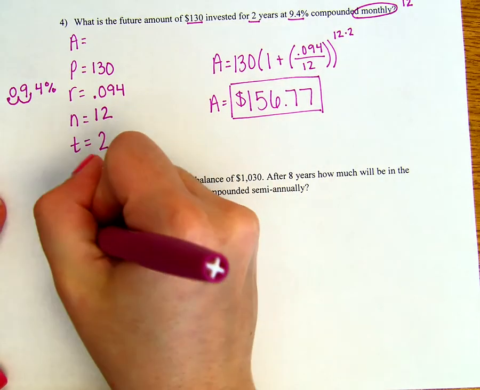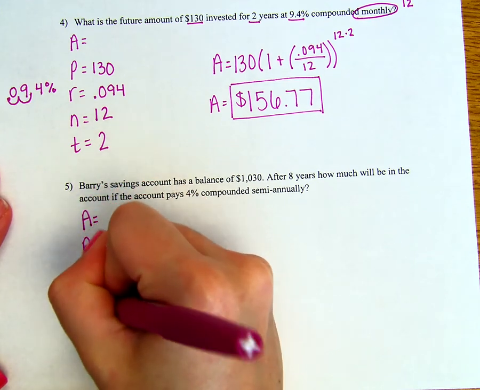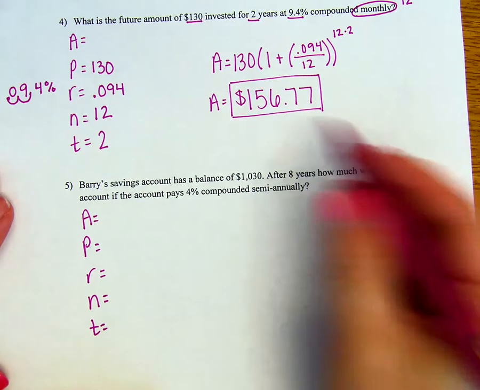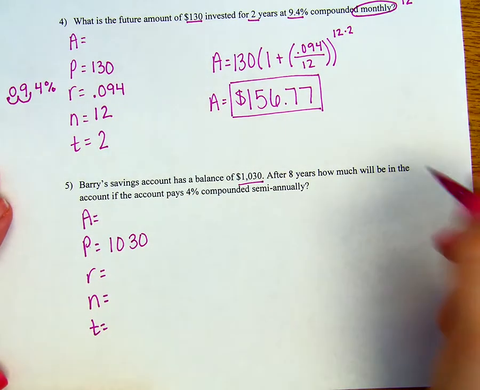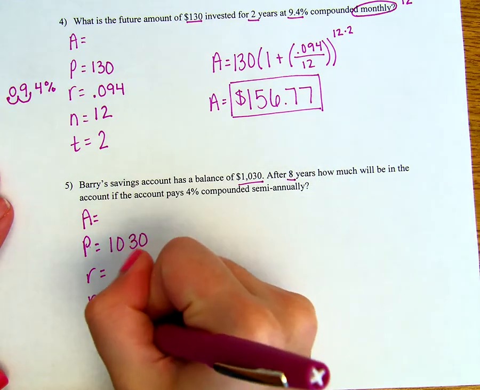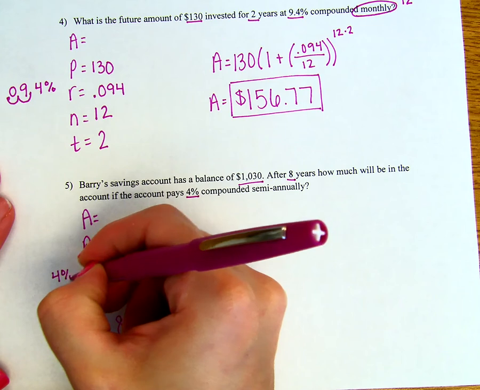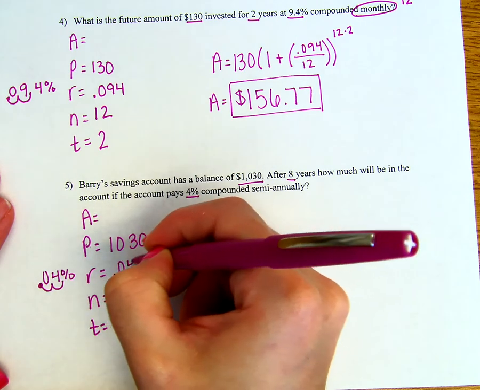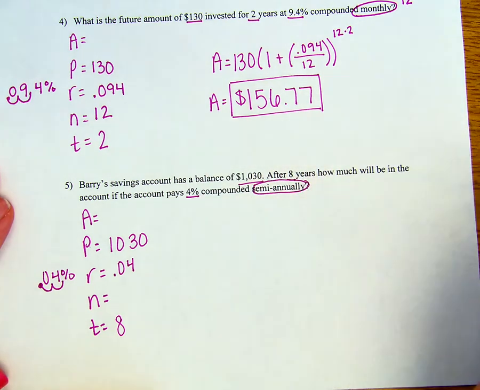And then our last one, same thing. Start by writing your letters. Now we're going to take the information and plug in for the letters. Balance is 1030. 8 years. 4%, so 4%, 2 decimal places to the left is 0.04. And compounded semi-annually. Semi-annually is 2.